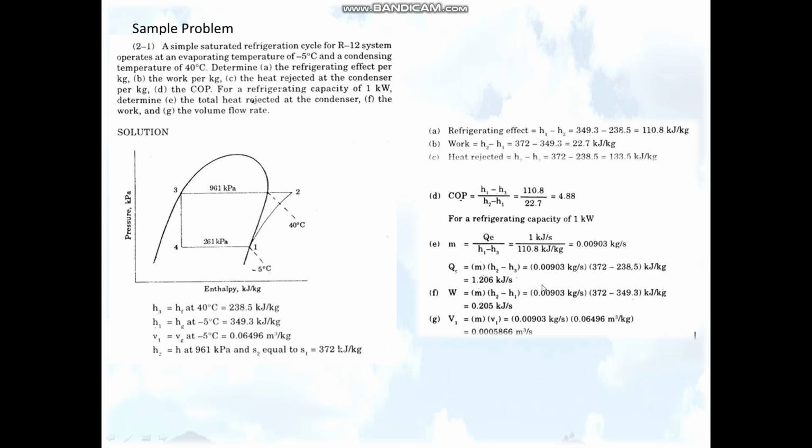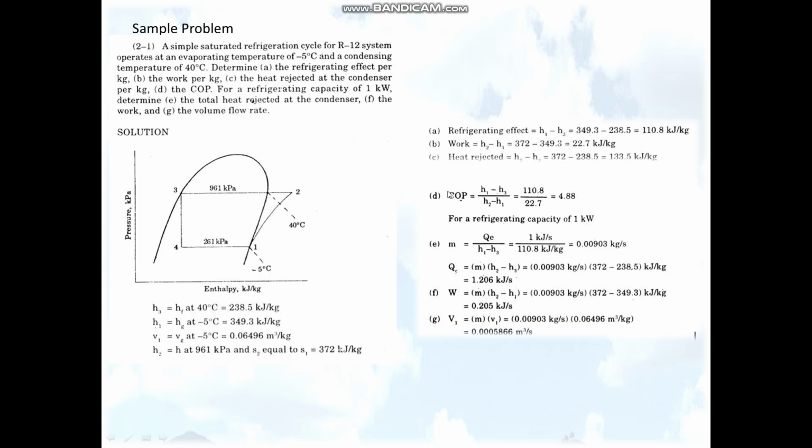For the volume flow rate, so we have the formula mass times the specific volume. Mass flow rate times the specific volume. So our mass flow rate is in kilogram per second, 0.00903 multiplied by our specific volume. Ito yung ating makikita dun sa table na 0.06496. Yan, yung pinakita natin kanina. Then we will get our volume flow.